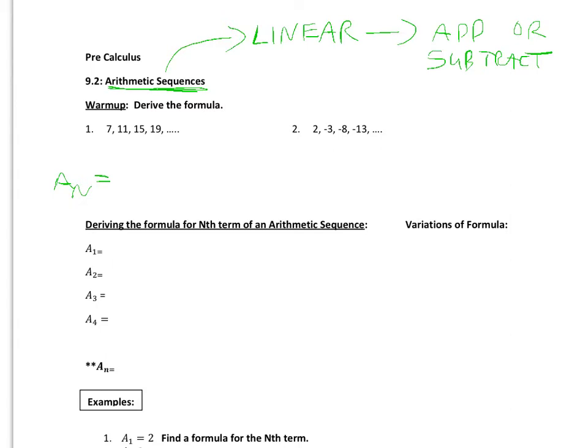Now, this is what's going to be new. I'm going to put this here. D equals 4. And what D means, that's the common difference. So since we always add 4, we're going to make it positive 4 as the common difference. This common difference, this basically is kind of like your slope.